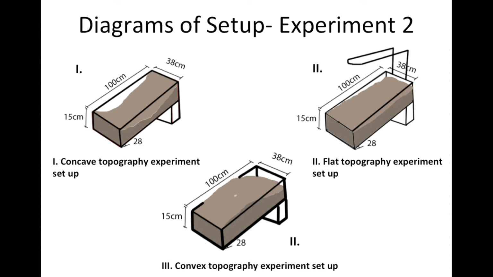These diagrams show the 3 setups that were used in the experiment, with soil shaped as flat, concave and convex. The dimensions of the tub were the same for each of the experiments, and the placement of the rainfall sprinklers is seen in Figure 2.